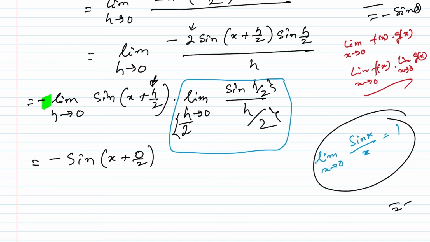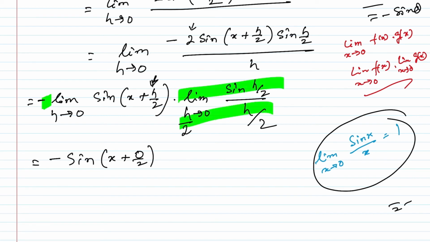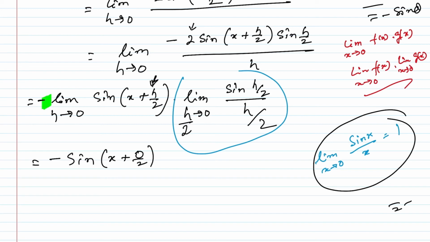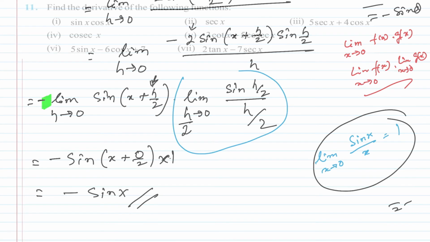So that's why this part becomes equal to 1, so you can write here into 1. So that's going to be minus sin x. So this is the derivative of cos x, that is minus sin x. So that's how we can solve it from first principle.